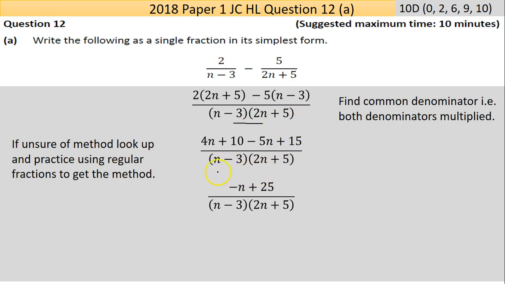I haven't bothered dealing with the bottom here, I don't need to put them together. Just tidy it up, go left to right. 4n minus 5n is minus 1n, 10 plus 15 is 25. Again, I don't need to multiply the bottom out, it doesn't make it any simpler. That's it, finished. So that's part A, worth 10 marks. It's an algebraic method. We should know how to do these things in order to be able to tackle questions like this.